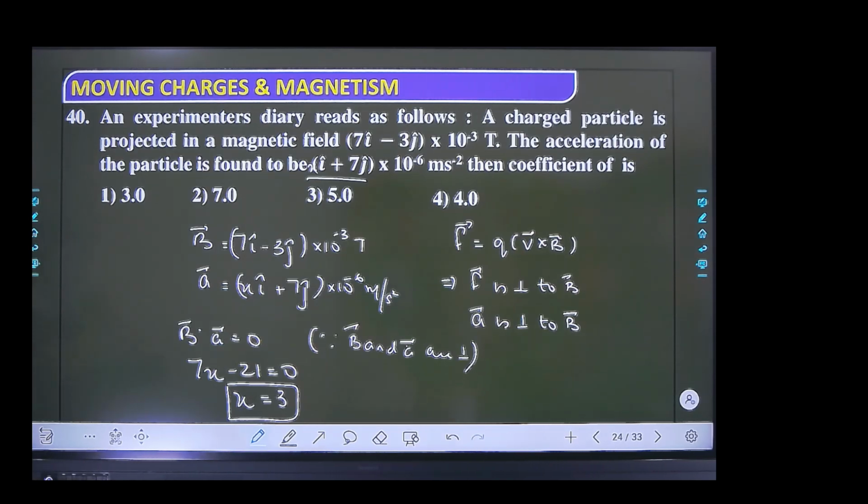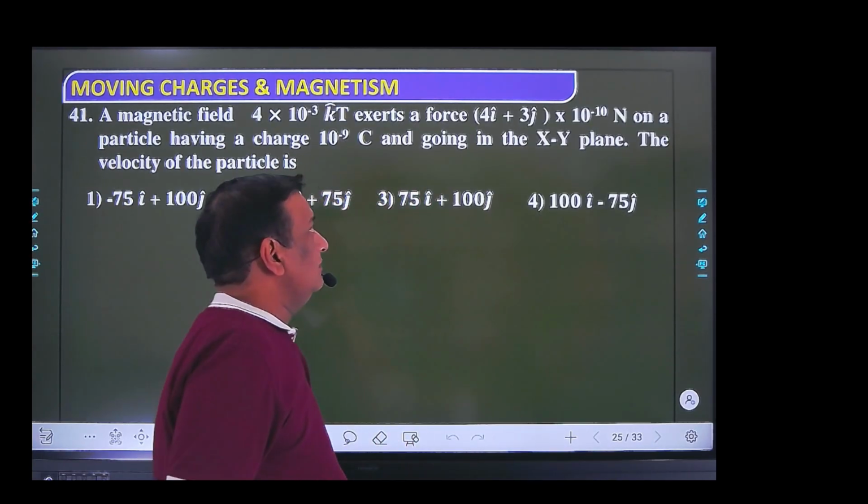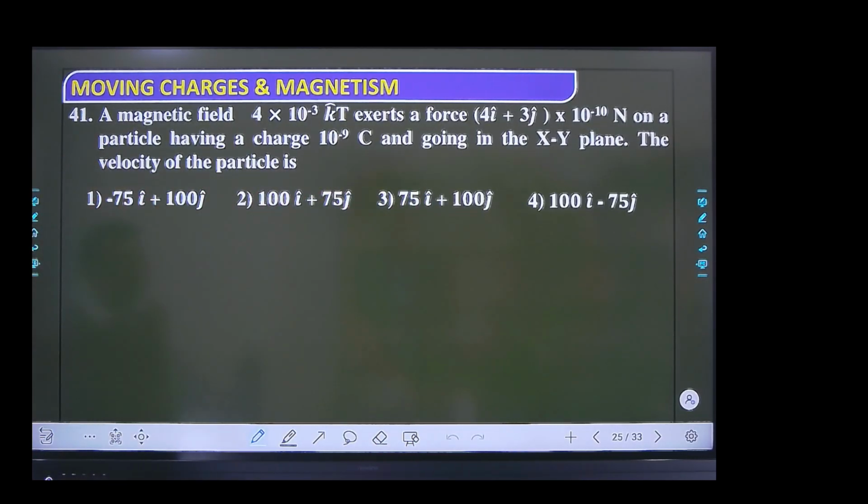HC में ही था ये क्वेश्चन, HC के सेकंड या थर्ड क्वेश्चन ही था. Magnetic field 4 into 10 raised to power minus 3 Tesla exerts a force of 4i plus 3j on a particle having charge 10 raised to the minus 9 coulomb and going in the xy plane. The velocity of the particle.